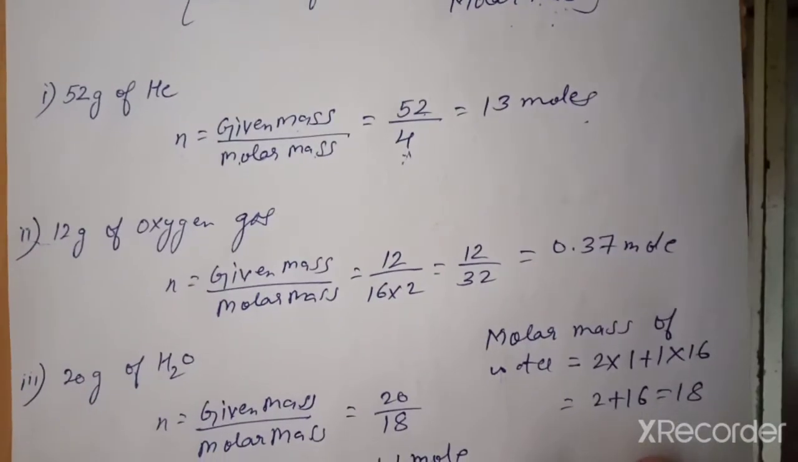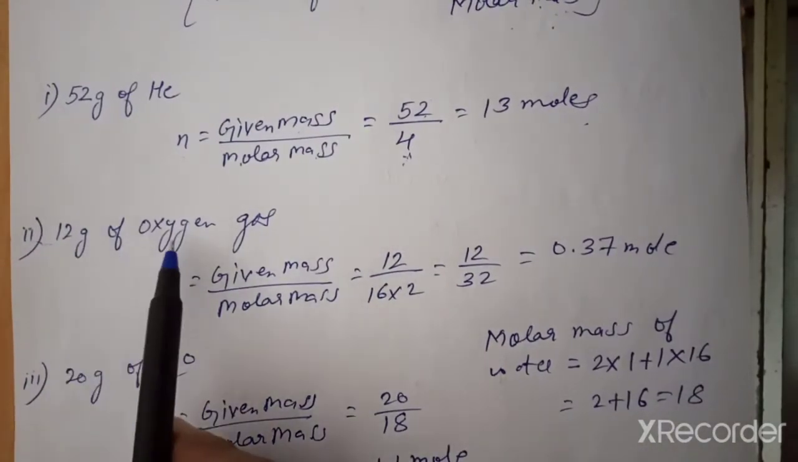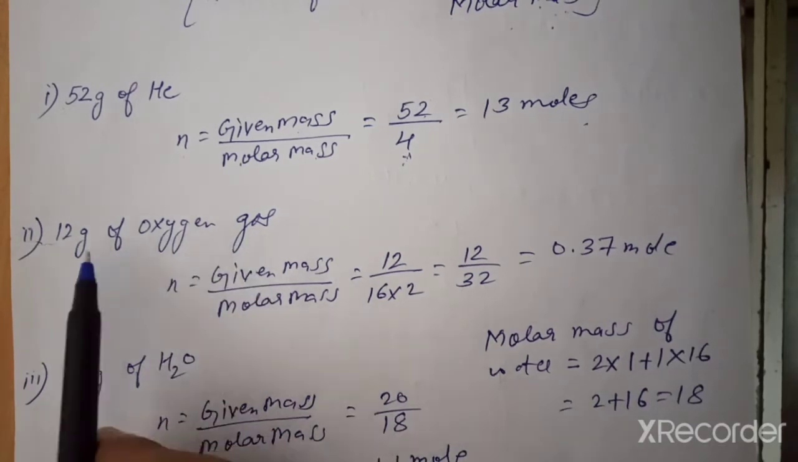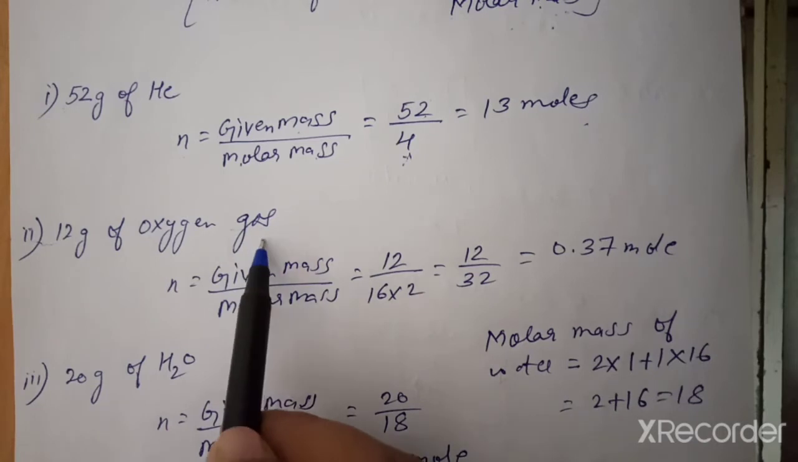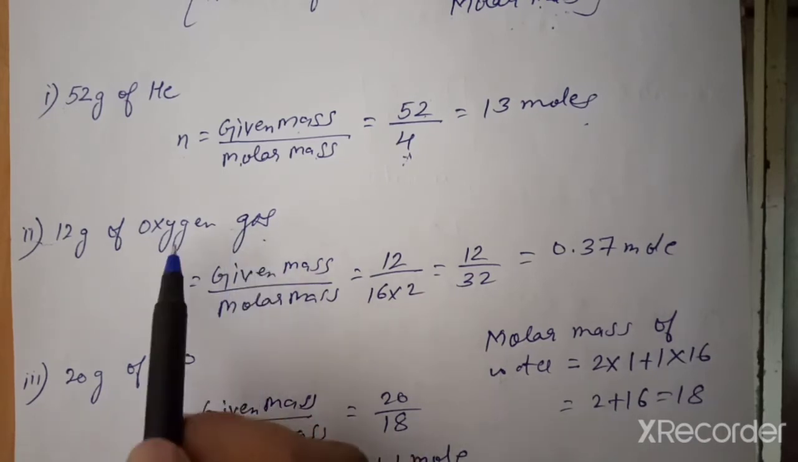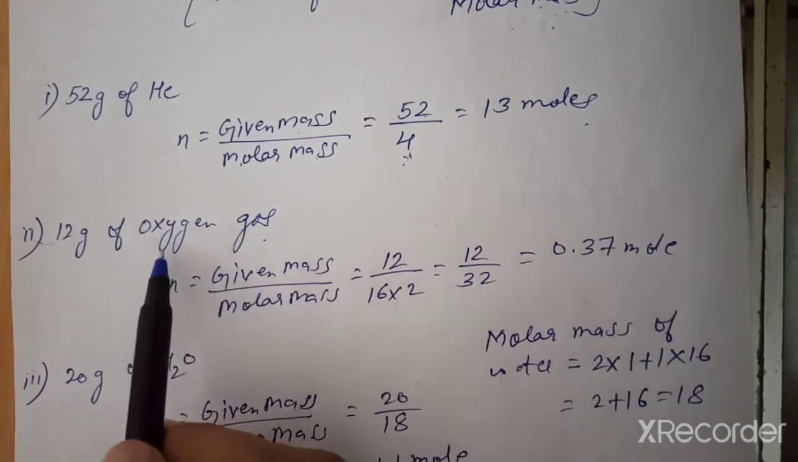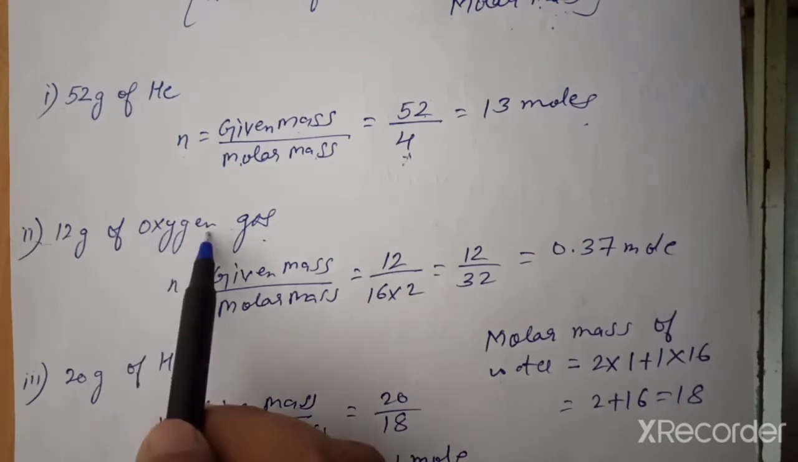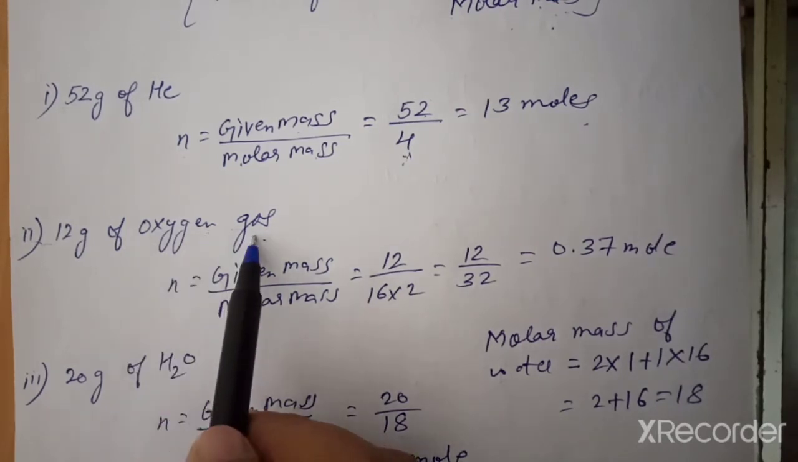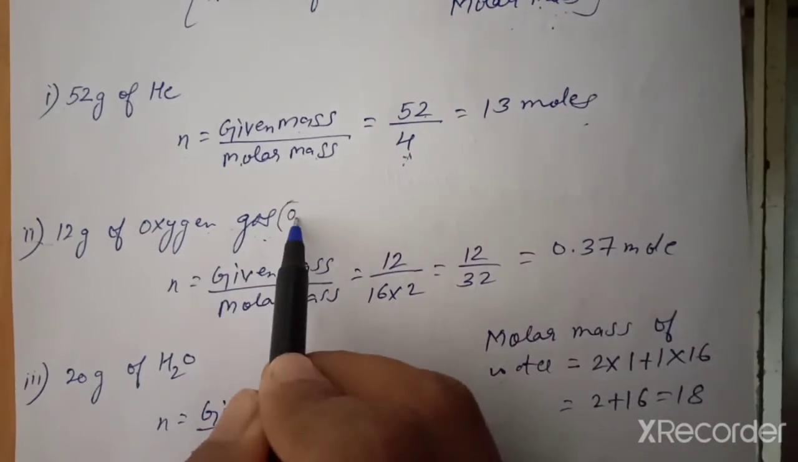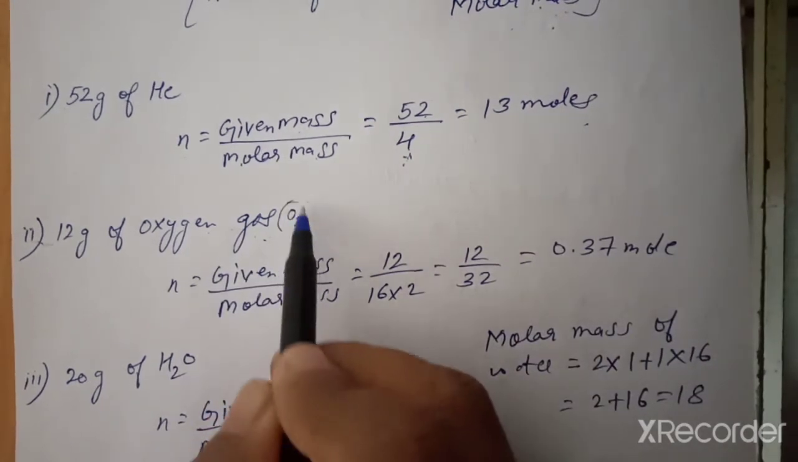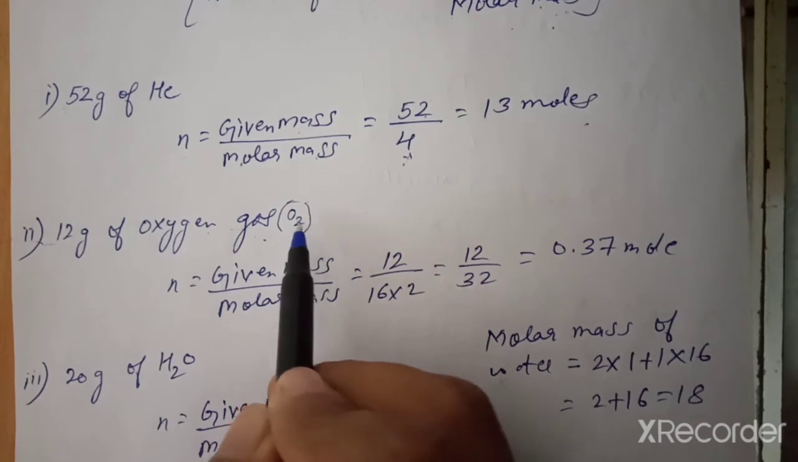Now the second one, consider 12 gram of oxygen gas. Here, the most important thing to remember is whether it is written as oxygen gas or oxygen atom. We know that the molar mass of oxygen is 16. If it is written oxygen gas, then oxygen exists in the form of O2. If it is gas, then the 2 is written, so this 2 we have to multiply. The 16 will be multiplied by 2.